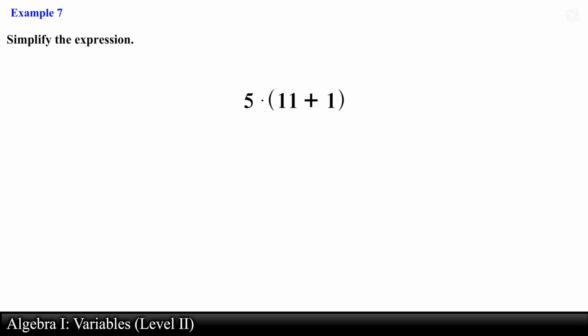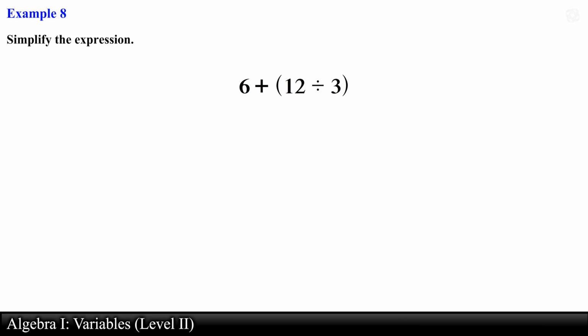Alright, so let's simplify the expression 5 times the quantity 11 plus 1. Once again, the expression within the parentheses is simplified first. So we have that 11 plus 1 is equal to 12. And then we multiply that by 5, which is equal to 60. Alright, let's try the next expression.